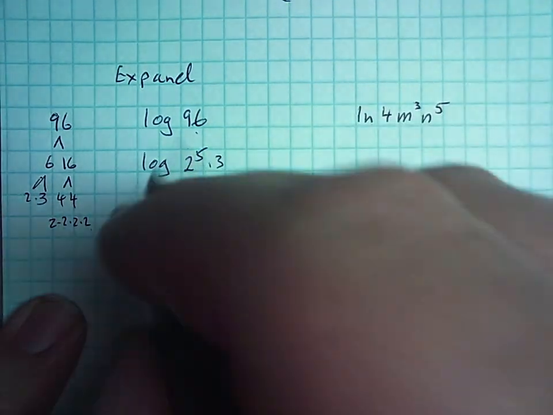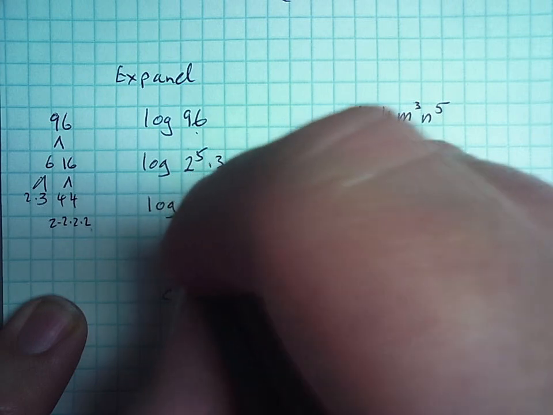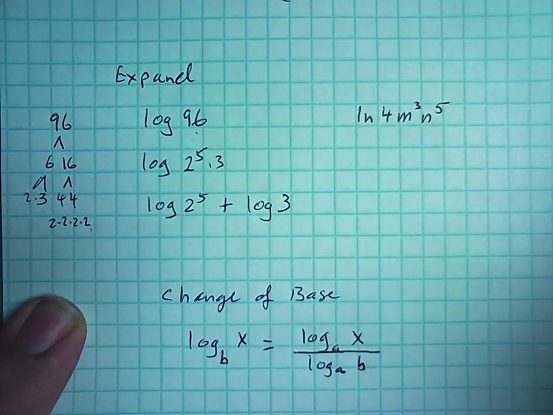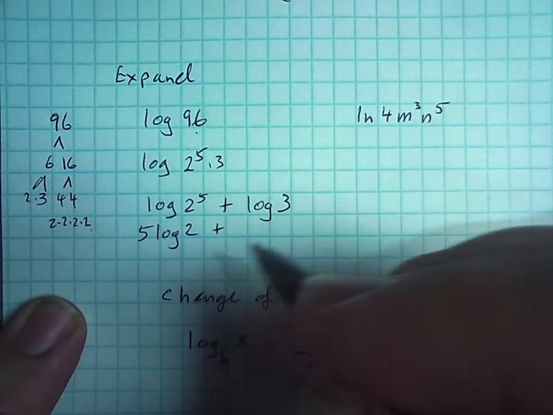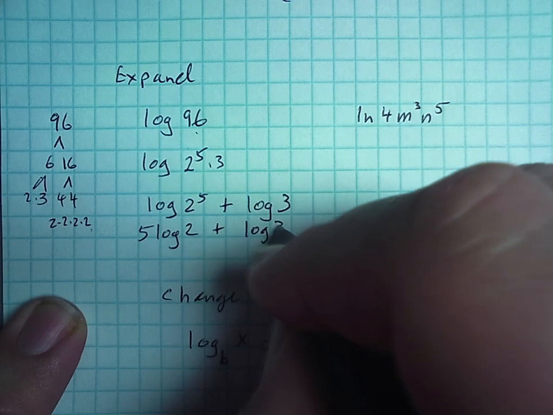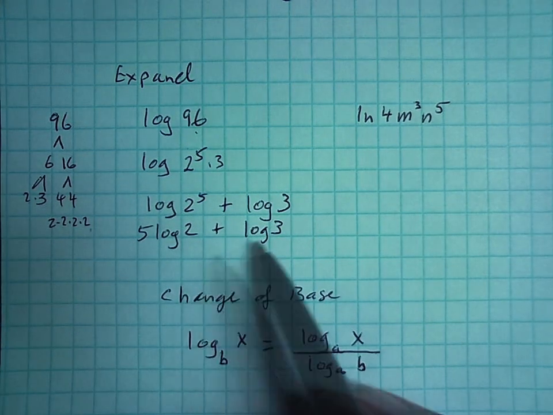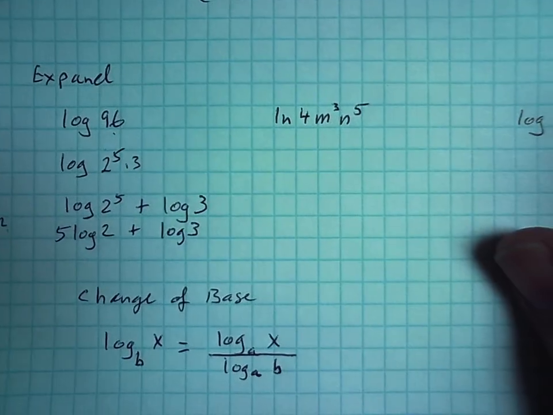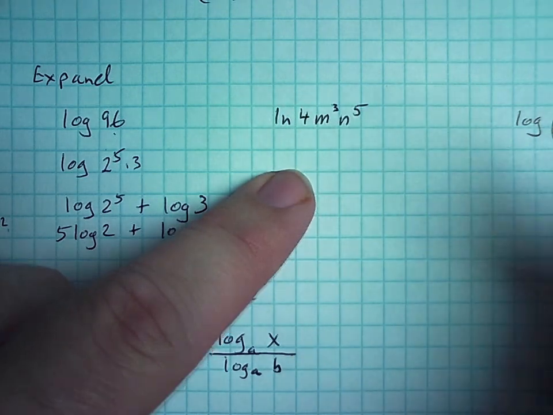So that means, according to the product rule, this is log of 2 to the 5th plus log of 3. And that means it's 5 times the log of 2 plus the log of 3, which if you use the table to look up the log of 2 and the log of 3, this wouldn't really be too bad.